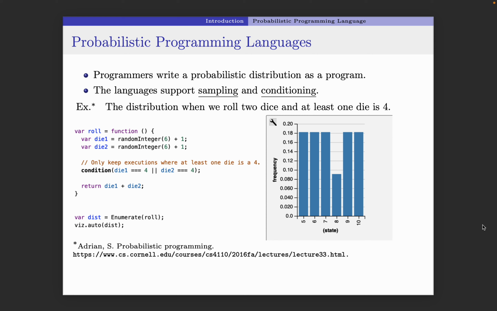This histogram shows the distribution. The least value is 5 because in the distribution at least one die is 4. The difference between normal programming languages and probabilistic programming languages is that probabilistic programming languages support not only sampling but also conditioning.